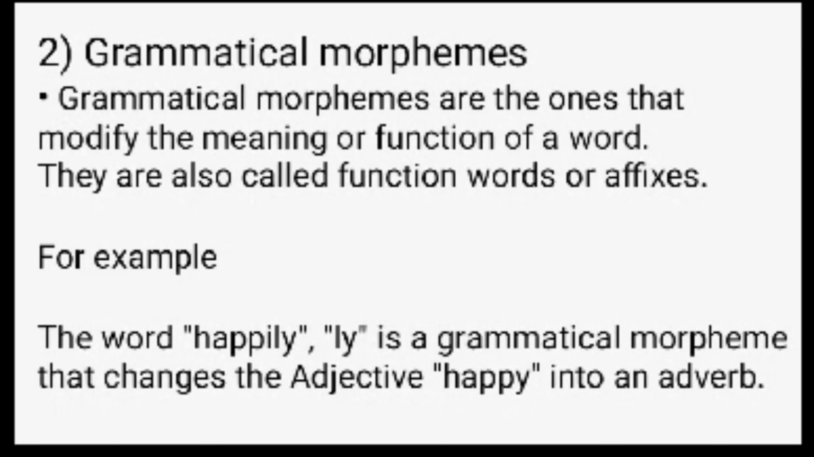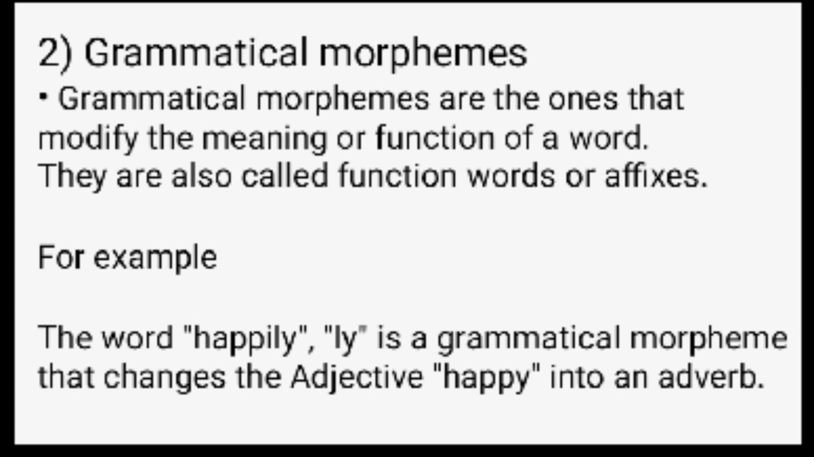So the second type of morpheme is grammatical morphemes. Grammatical morphemes are the ones that modify the meaning or function of a word. It means grammatical morphemes cannot provide you main meaning. They cannot stand alone. They just modify the meaning or function of a word. They are also called function words or affixes. So they do not carry main meaning on their own but instead serve to indicate grammatical relationships between words.